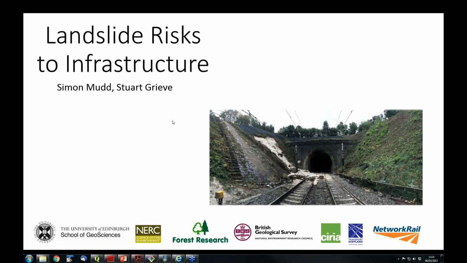Okay, brilliant. So today I'm going to talk about a project that I've been involved in with the partners that you see at the bottom of the screen. We are taking a topographic approach to look at landslide risks, and I just want to acknowledge Stuart Grieve, who is the postdoc on this project.